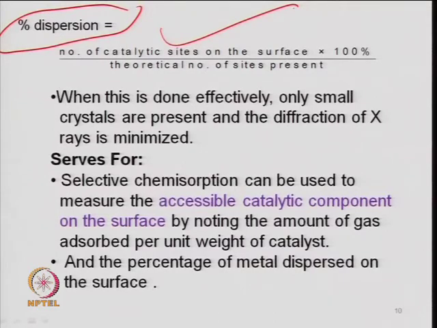So, if you have 100 metal species on the surface, 100 atoms, out of that maybe 10 are available on the surface, and these 10 will give you the catalytic activity. The remaining 90 is a waste, and that is why the atom efficiency we talked about in the concept of green chemistry becomes important when you look at catalyst preparation.